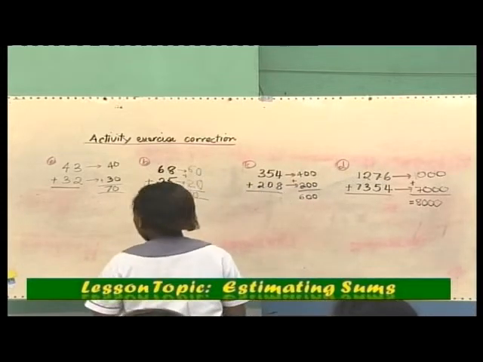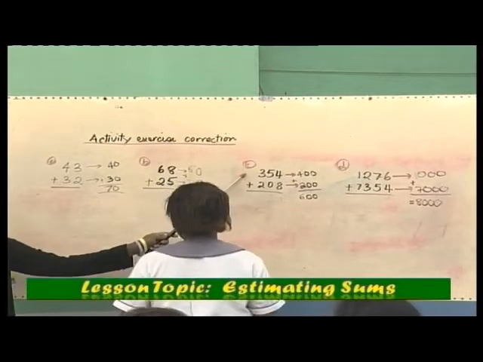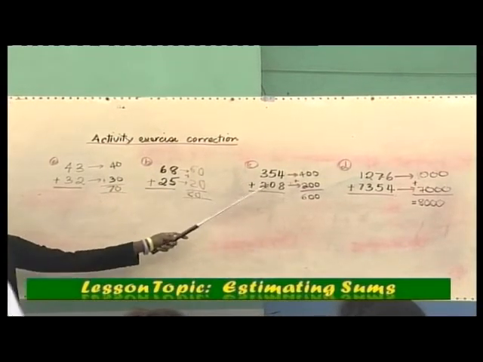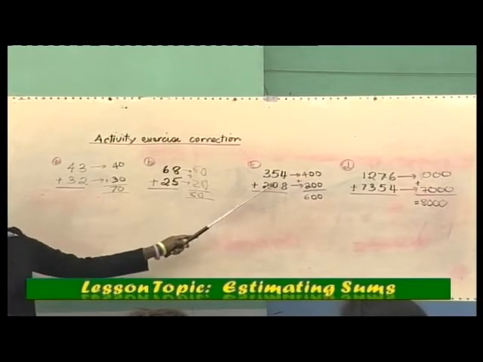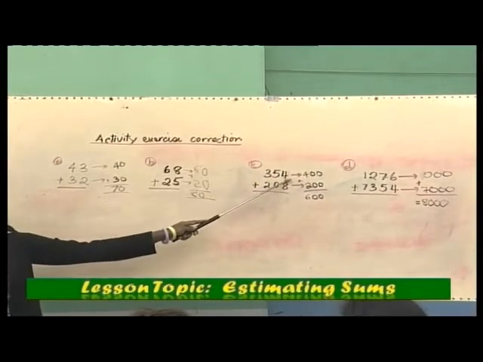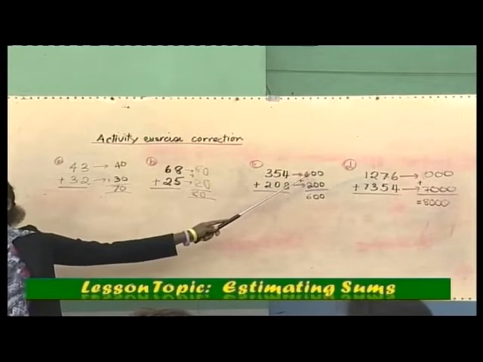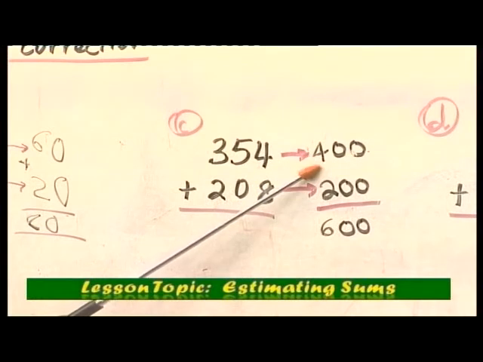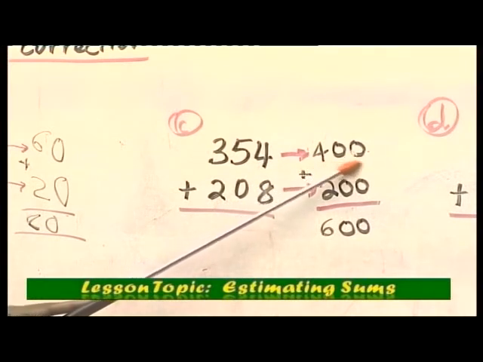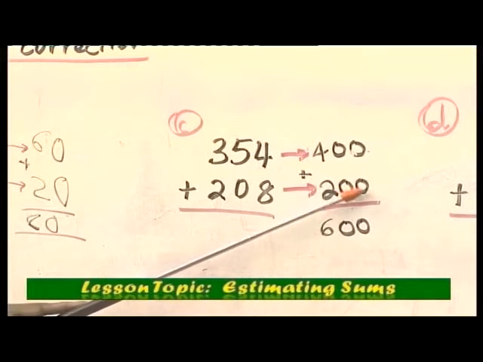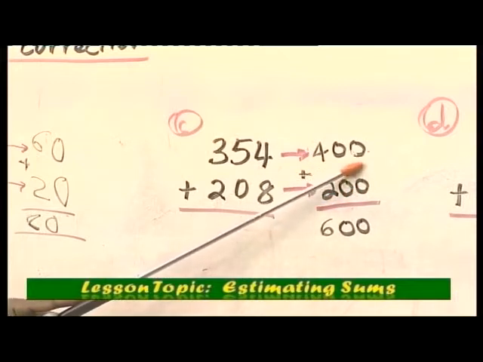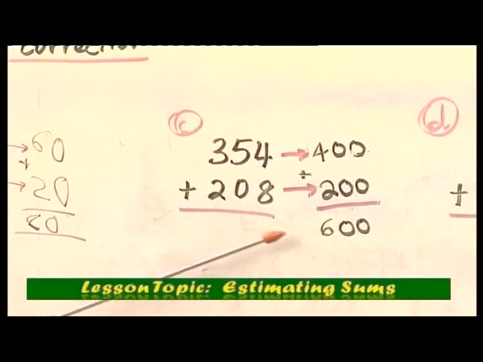Okay, Victoria has done a correction to activity C, because the first one, when she rounded off 354, estimated was 300, when it's not supposed to be. It's supposed to be 400. So Victoria corrected 400. Instead of 300, it has changed to 400. Also, the answer now changes to 600. So that was the correction that was done by Victoria.